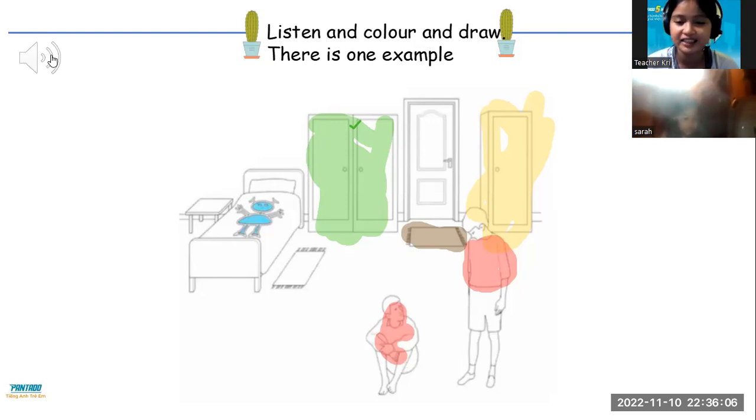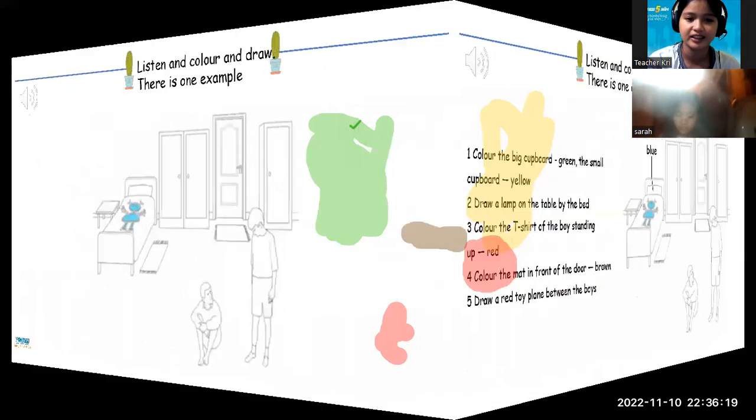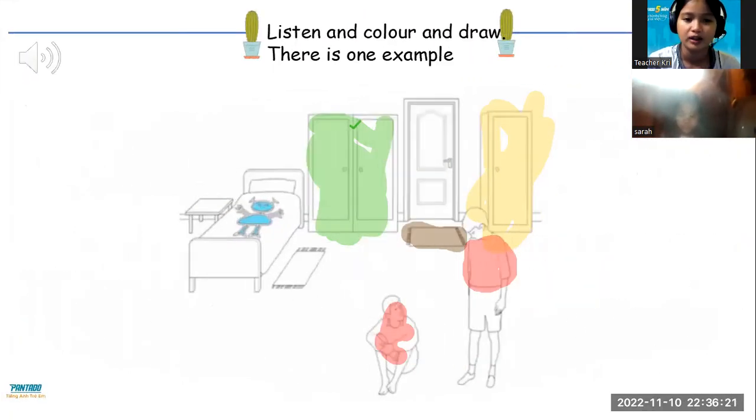Okay, so now let's listen to part 5 again. Are those your final answers? Yes. Okay, so let's check if your answers are right. Okay, so we're going to color the big cupboard. The big cupboard green. Okay, that's right. So here the big cupboard green and the small cupboard yellow.